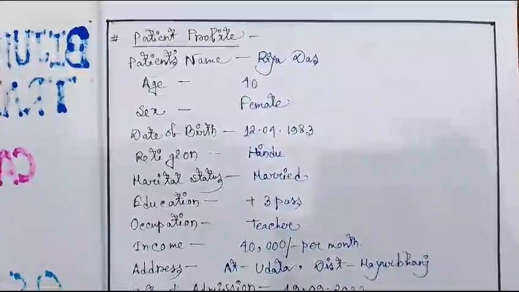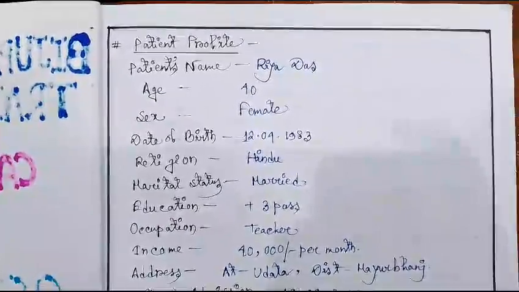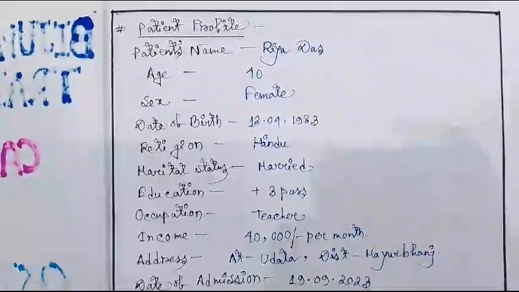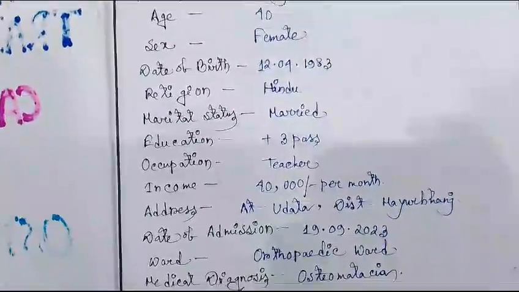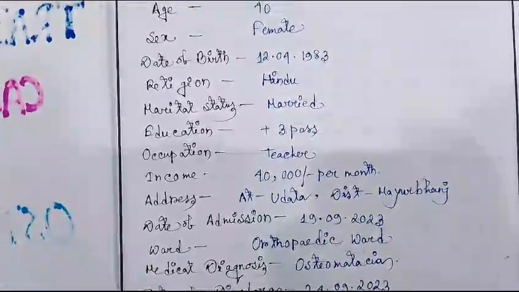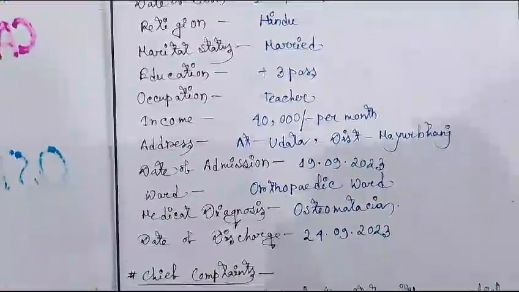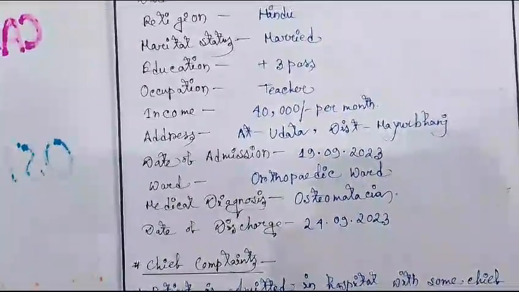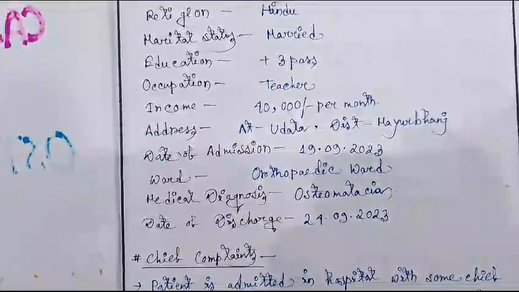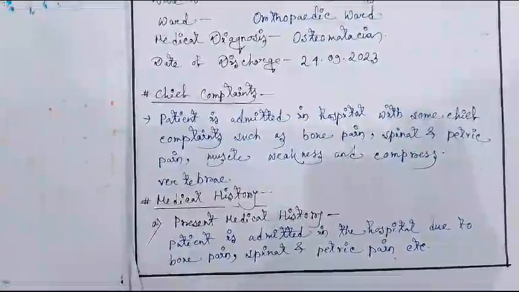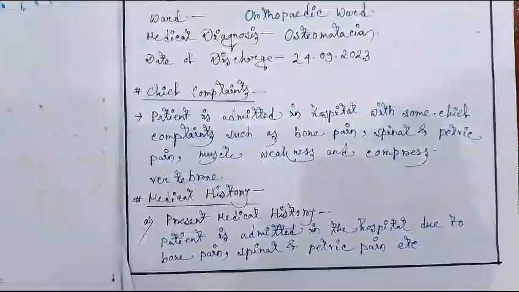At first we collect the patient data or patient profile, that is patient name, age, sex, date of birth, religion, marital status, education, occupation, income, address, date of admission, ward name, medical diagnosis and date of discharge. Then we write the chief complaint of the patient.